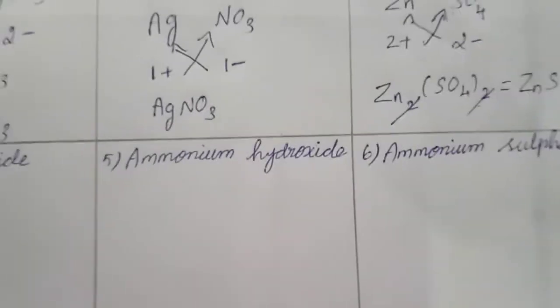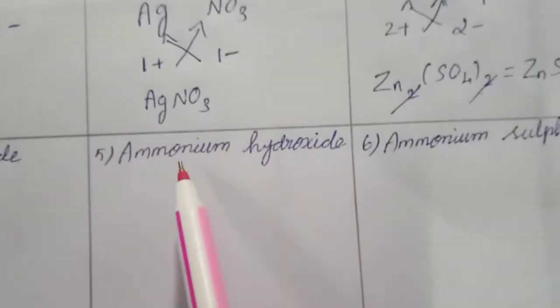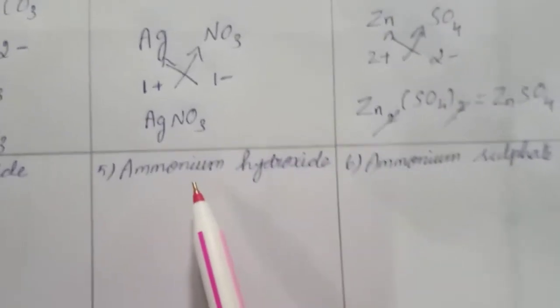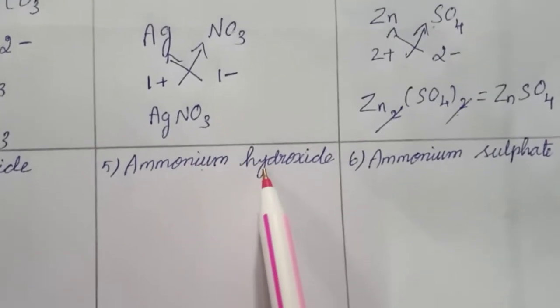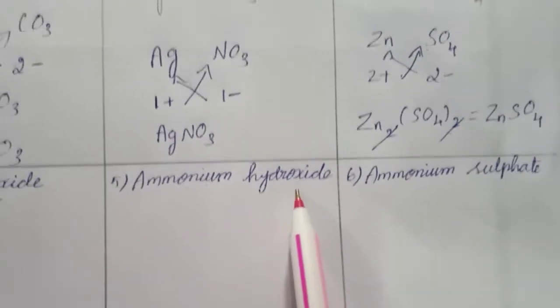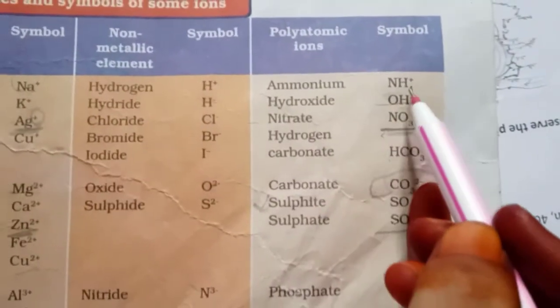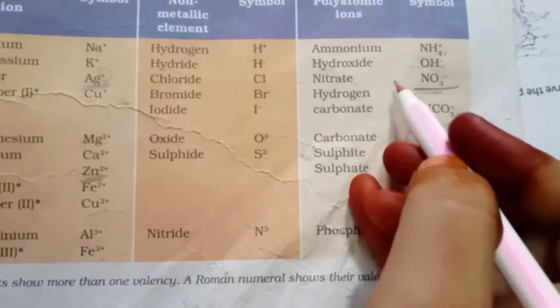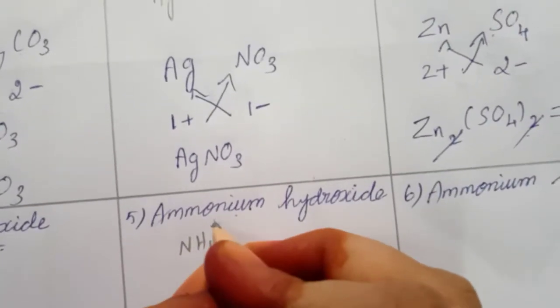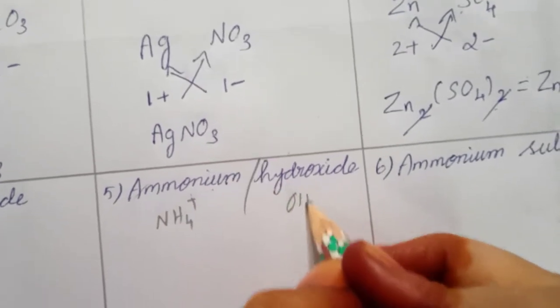Okay, and next one, ammonium hydroxide. Here the first represents the positive ion. Students, keep in mind, the first one is always the positive ion, the second part is the negative ion. First ammonium and then hydroxide. Ammonium is in the category of polyatomic ions, NH4+. And hydroxide symbol is OH-, right near the name by using pencil. Ammonium NH4+ and hydroxide OH-.